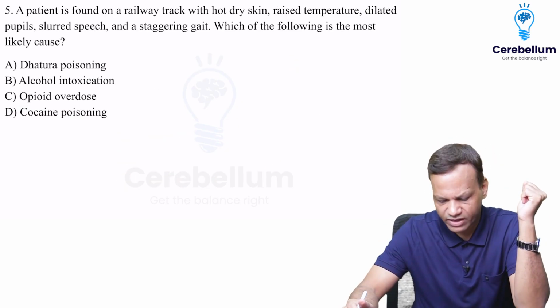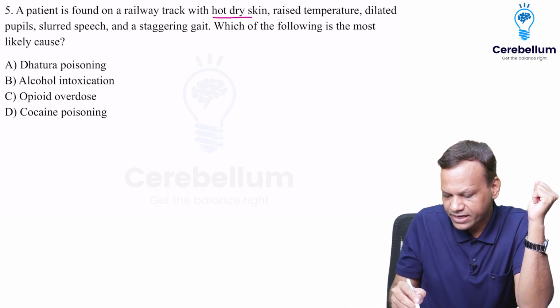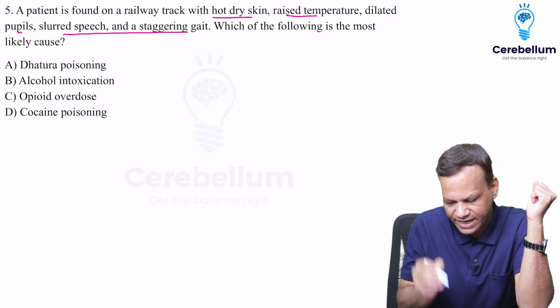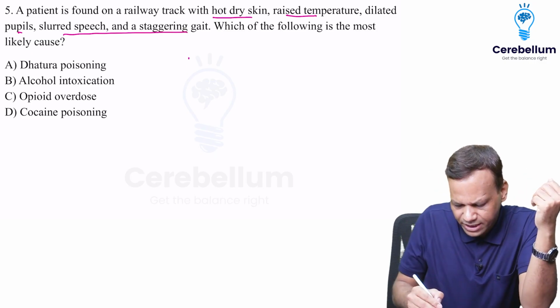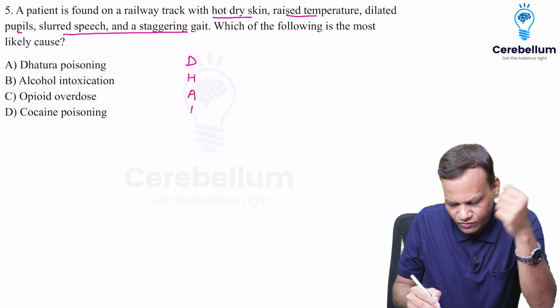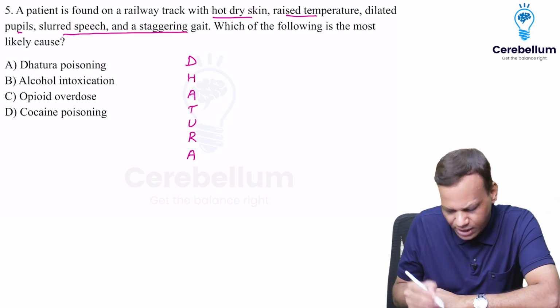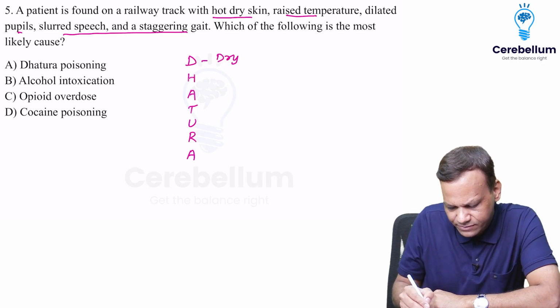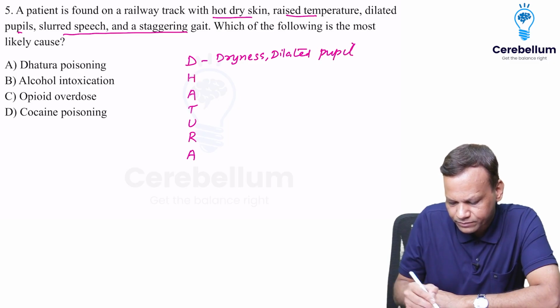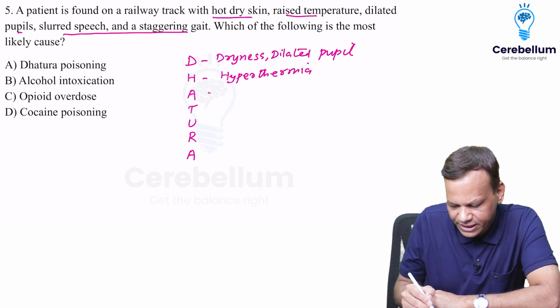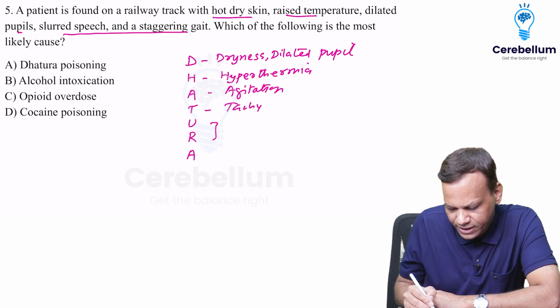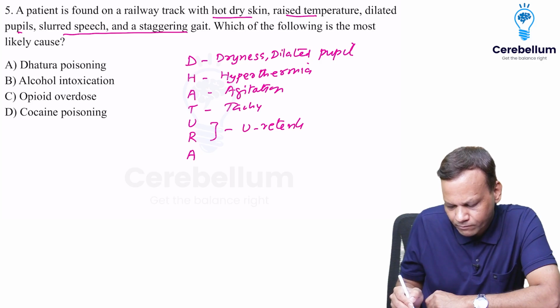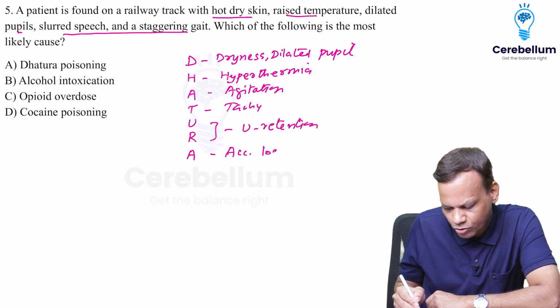A patient is found on a railway track with hot, dry skin, raised temperature, dilated pupil, slurred speech, staggering gait. What is the likely cause? So these are the typical features of Dhatura. Dhatura causes dryness, dilated pupil, hyperthermia, agitation, tachycardia, urinary retention, and accommodation is lost, leading to blurred vision.